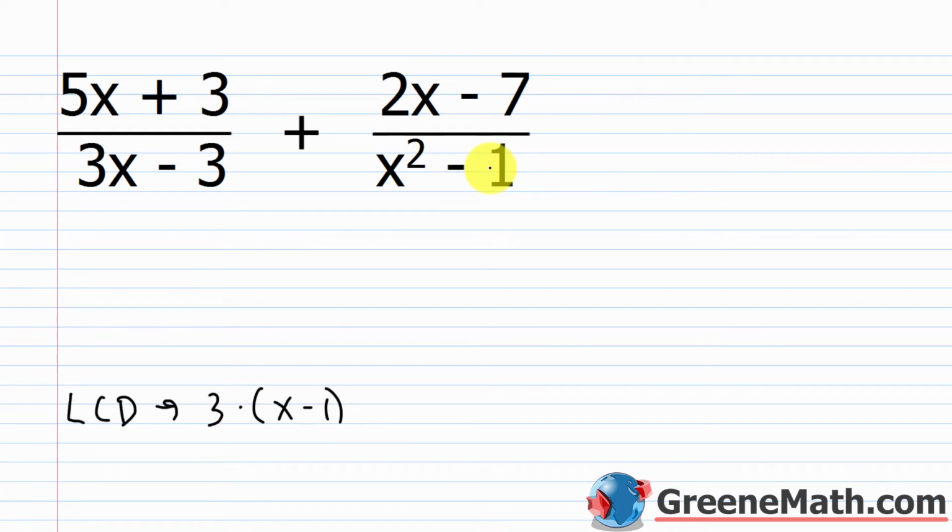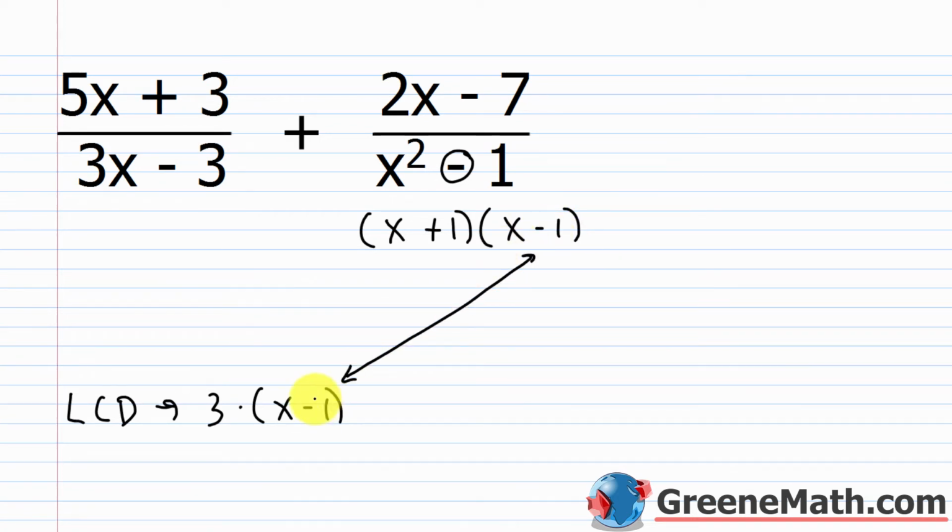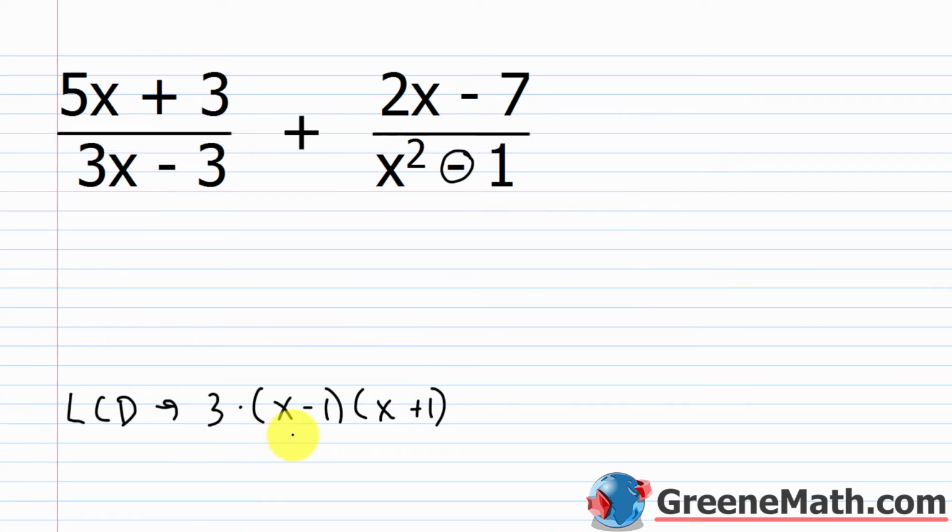Start to memorize these because as they come up, you want to be able to see that if I see a binomial here and I've got a minus sign, the first guy is squared, the second guy is a perfect square, I know I have the difference of two squares. So x squared minus 1 will factor into x plus 1 times x minus 1. Now I've already got an x minus 1 here, so I don't need to put it into the list of the LCD. What I do need to do is throw in this x plus 1 because it's not currently present. So my LCD will be 3 times the quantity x minus 1 times the quantity x plus 1.